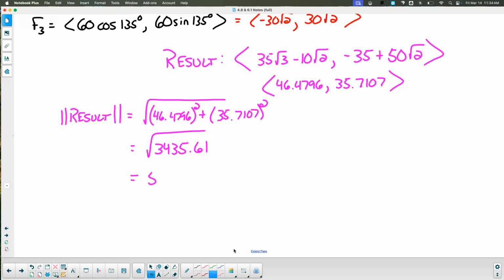I get a magnitude here of 58.614 pounds. Yes, 58.614, and I get a direction angle of B divided by A. Inverse tangent of that gets me 37.535 degrees because it's in quadrant number 1.